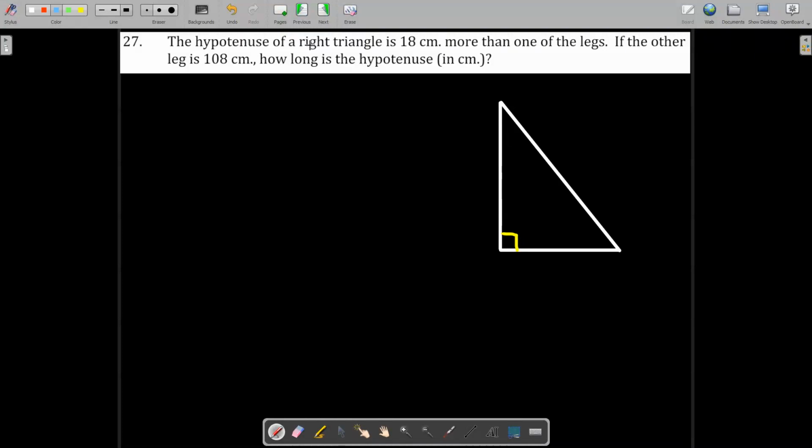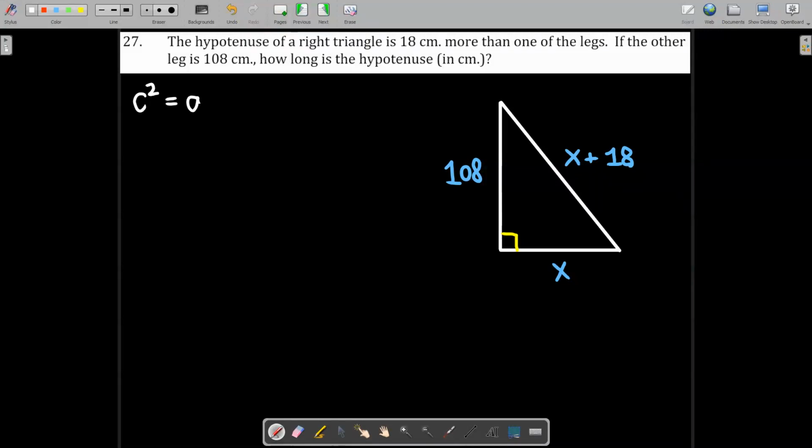It says the hypotenuse of the right triangle is 18 centimeters more than one of the legs. So if one of the legs is x, that means the hypotenuse is x plus 18, 18 more than that, right? If the other leg, this one, is 108 centimeters, how long is the hypotenuse? So this is just a classic Pythagorean theorem problem. We've used that a lot already. We're going to use it some more.